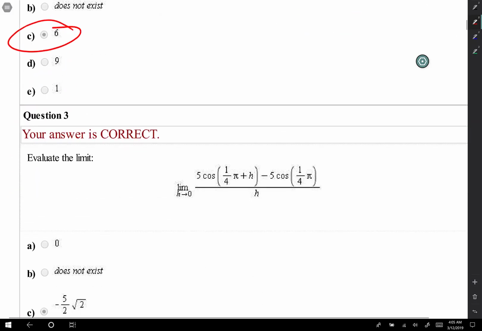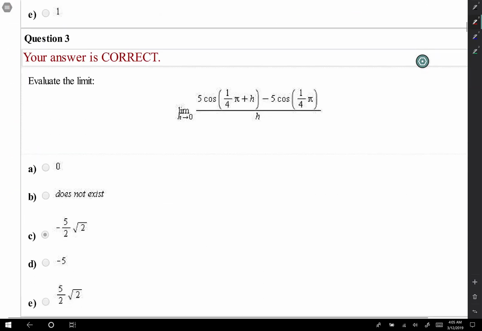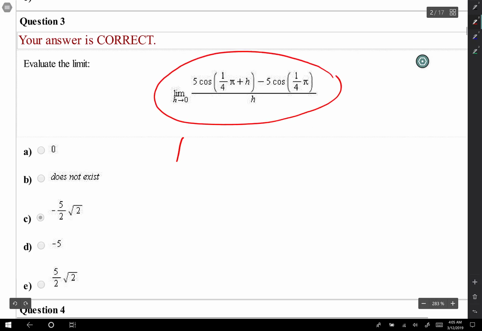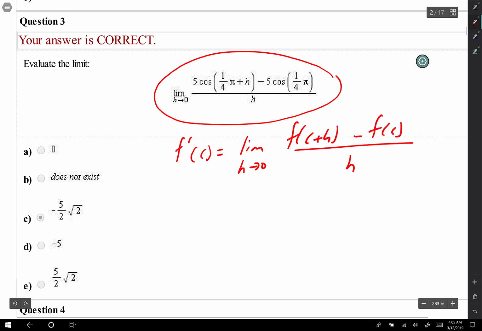Go to the next one. Evaluate the limit. Yes, you could use the property cosine of a plus b, but you've got to recognize this, guys. That looks like the derivative. This looks like f of c plus h minus f of c all over h. So there it is. That's the derivative, f prime of c. Usually they have f prime of x and they have x plus h minus f of x or whatnot, but it's the same thing.